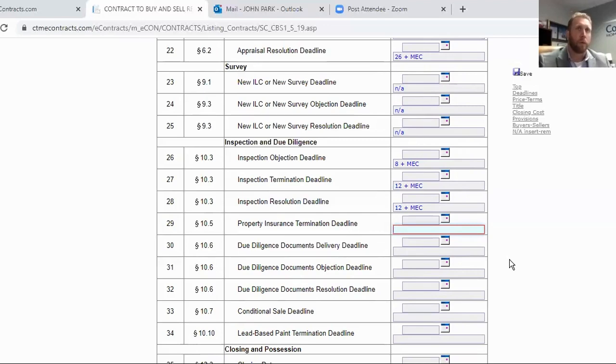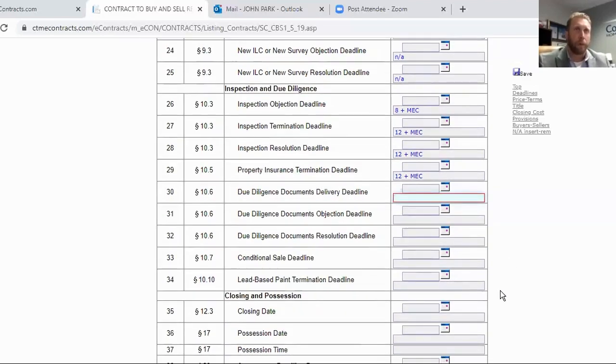So you will do 12. 8 days or 12? Yeah, I usually do it at the termination resolution. All right. Due diligence documents. So this, again, I'm at 7 days for delivery, and I usually do 14 days for objection and resolution. Okay. I don't find myself really objecting a whole lot in the due diligence documents.